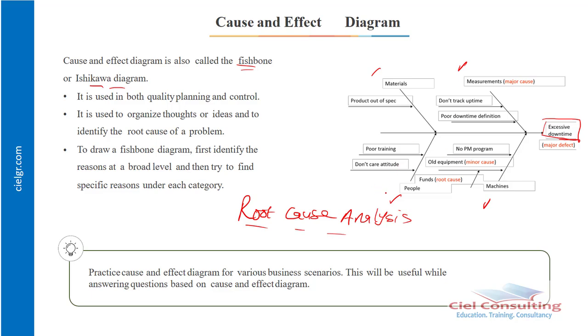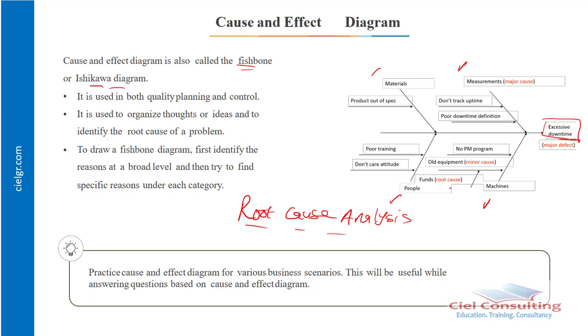So when we've determined these 4 M's, or 3 M's and a P, as the case may be, we then begin to look at various aspects of these M's that could give rise to this problem or effect, to determine the root causes. For example, under measurement, could it be that we don't track the uptime, or that we have a poor downtime definition? Then under material, could it be that our product is out of specification? Under people, could it be that our resources are poorly trained, or they have a don't-care attitude? And under the machine, could it be that we don't have a project management program, or that our equipment is old and exhausted, or that we have issues with funds?